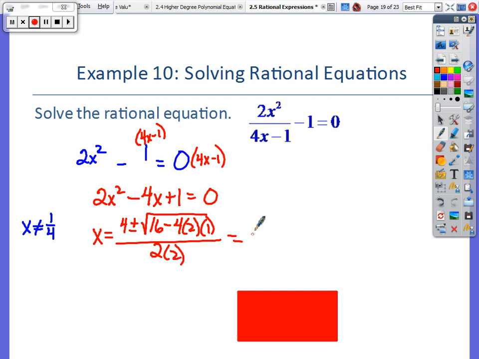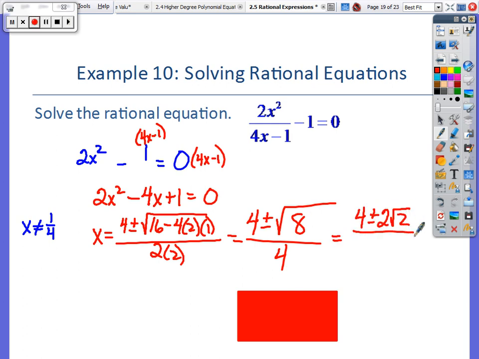And so what we end up getting, as quick as I can here, we end up getting 4 plus or minus the square root of 8 all over 4. And the square root of 8 actually can be simplified down. You can take a 2 out and leave a 2 behind. So if you need some review on that, make sure to talk to me.